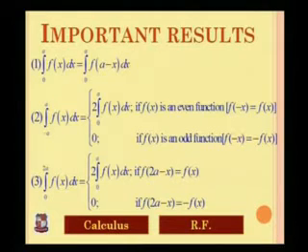And the last formula: the integration from 0 to 2a of f(x) dx is equal to 2 times the integration from 0 to a of f(x) dx if f(2a minus x) equals f(x), and 0 if f(2a minus x) equals minus f(x). We will see how we can apply these results to evaluate integrations based on the reduction formula.